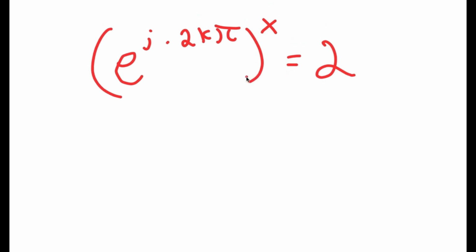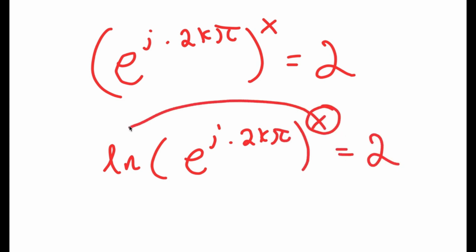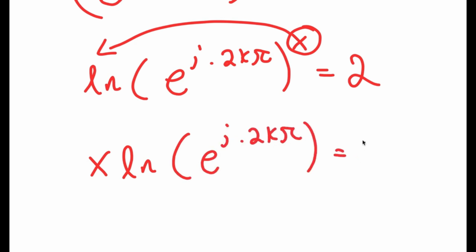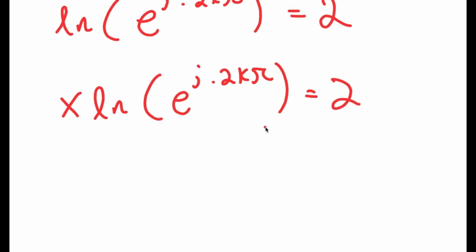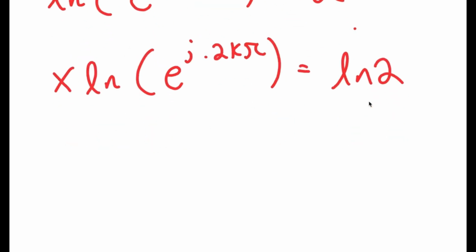And now, with this, I'm going to take the ln, or natural log, on both sides. So I have ln of e to the power of i times 2k pi, to the power of x, is equal to ln of 2. So I'm going to now bring this x down using a property of natural logarithms. So I get x times ln e to the power of i times 2k pi is equal to ln of 2. Because if you take ln on one side, you have to do the other side.